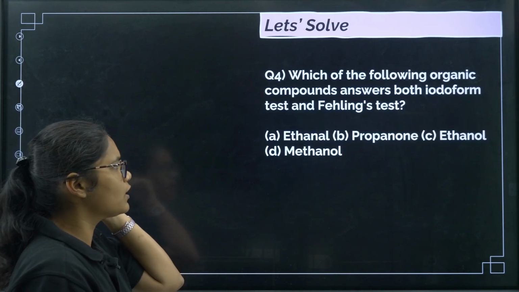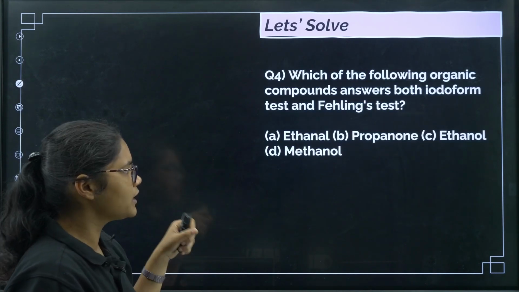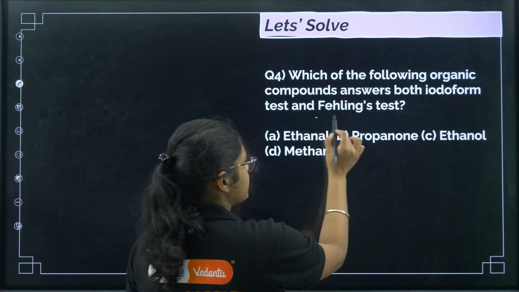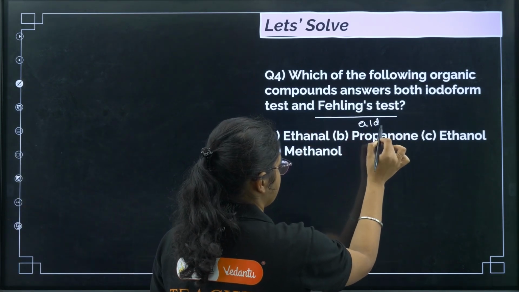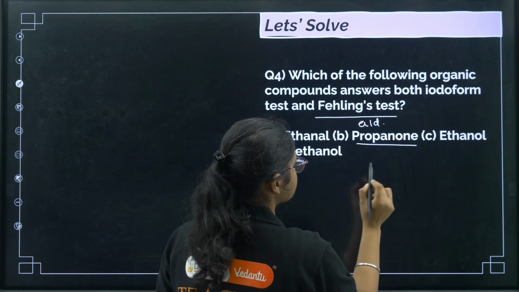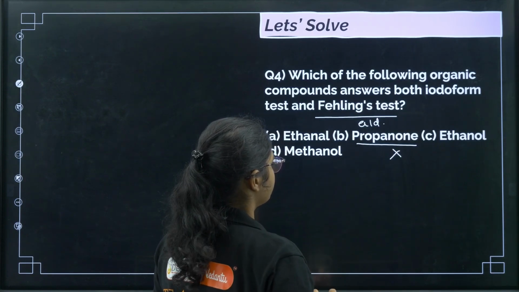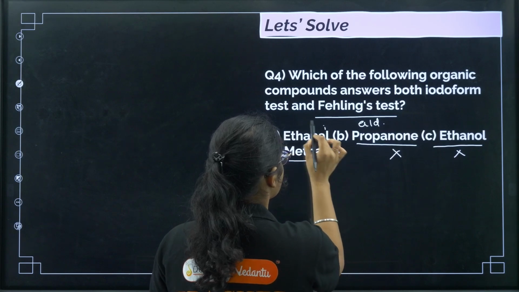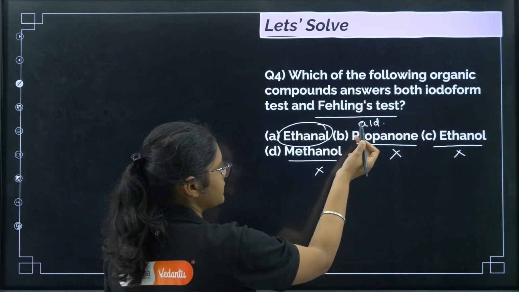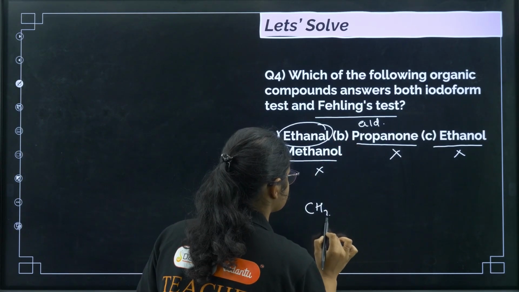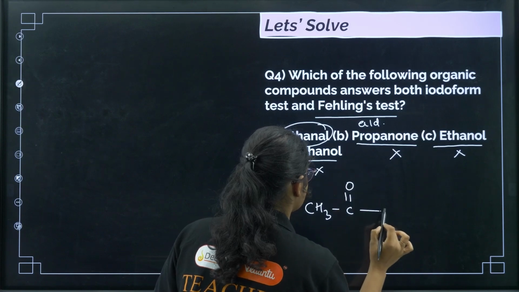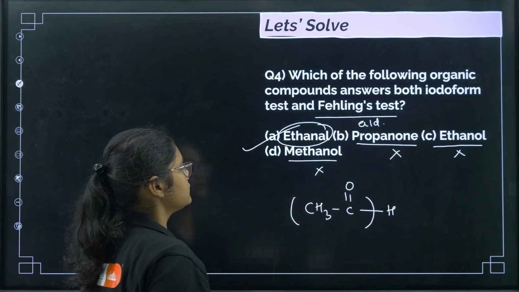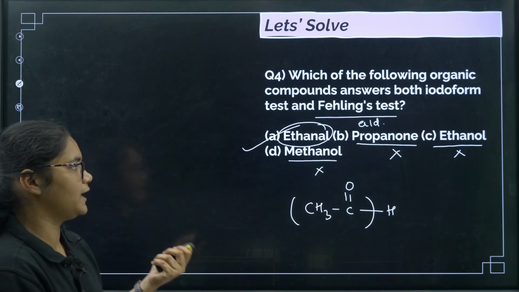Next, which of the following organic compounds answers both the iodoform test and Fehling's test? For the Fehling test, first of all it should be an aldehyde, so we can remove the ketone option, and alcohols also we can remove. Ethanal reacts in the iodoform test also because the CH3CO group is present, and it is an aldehyde group, so it will give the test for both. So the correct answer is option A here.